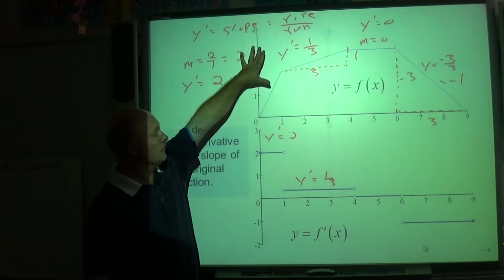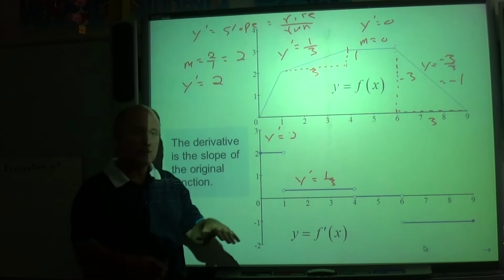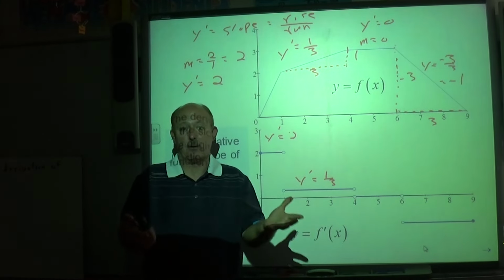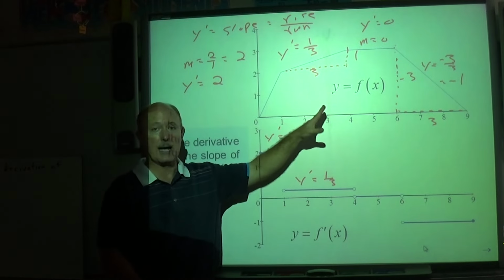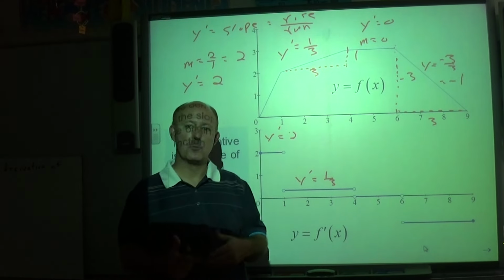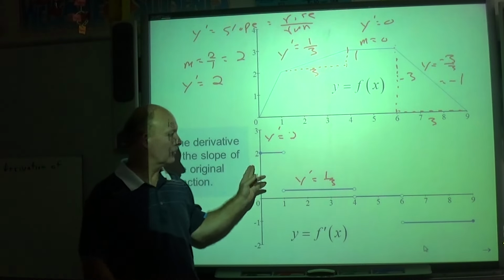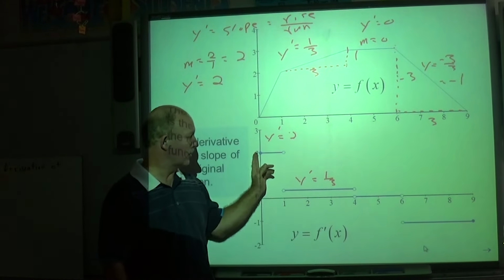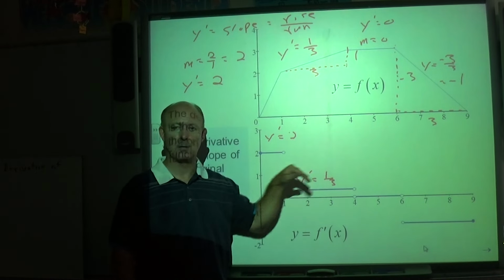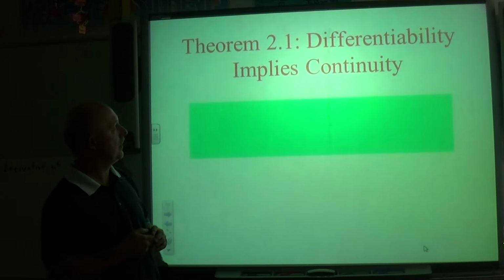So this is the original function. To get the derivative, you have to get the slope. Now, if you're just looking at the graph like we have here, a series of straight lines, you can just do rise over run to get your slope. But that's going to give us our derivative, and then from there, the derivative is actually a series of horizontal lines. Now, let's move on.